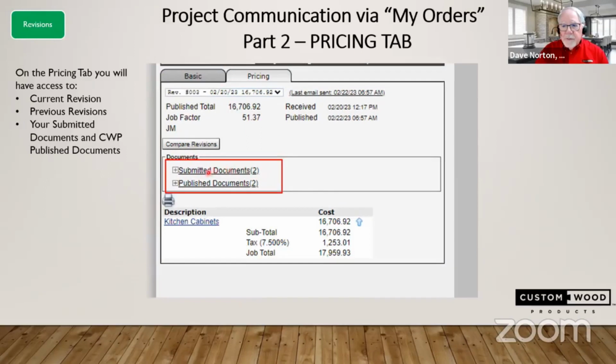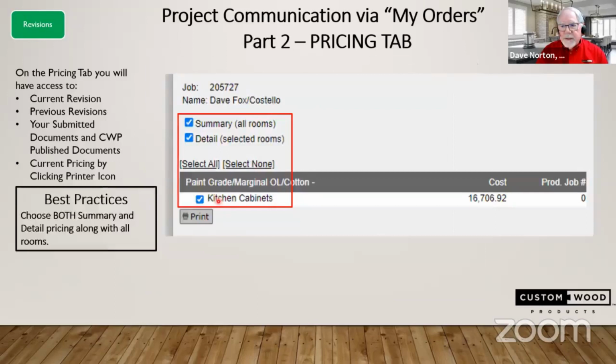But your submitted documents obviously are what you've sent to us, and the published documents are your drawings and a PDF of the questions typically. By choosing the printer icon, you can print out your pricing. You have summary, detail, and then rooms, whether in this case there's only one, but if you had multiple rooms, you can choose one or all.